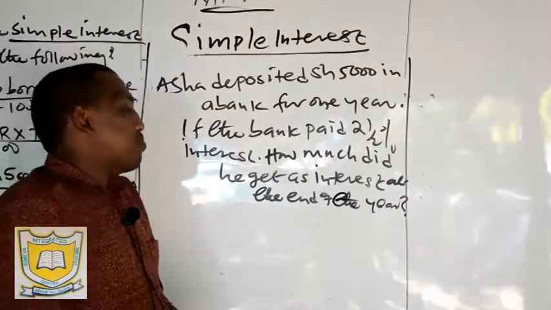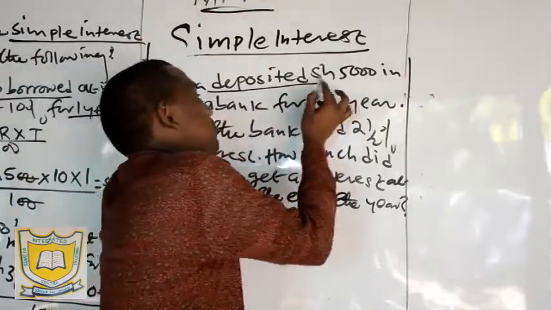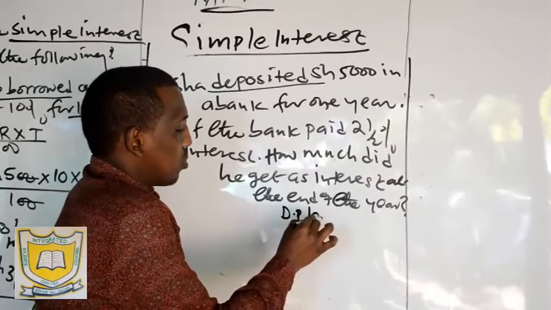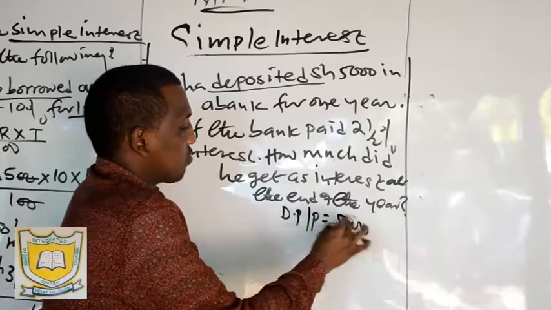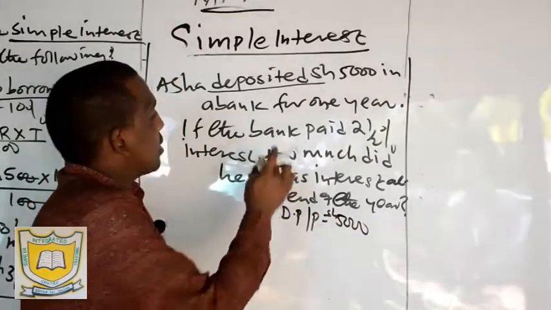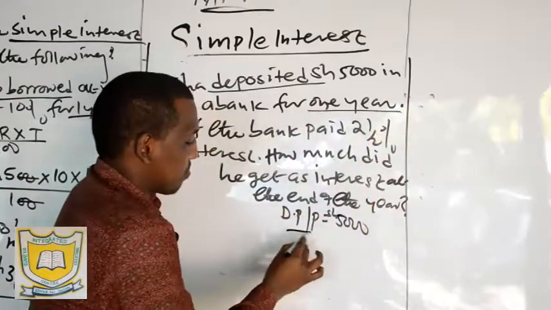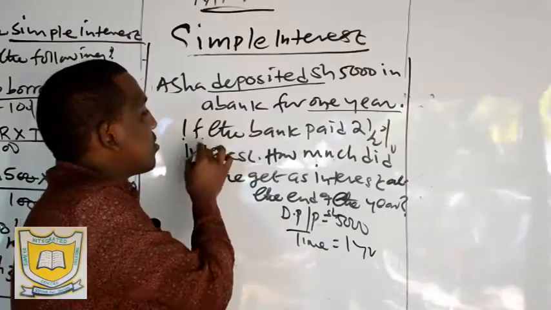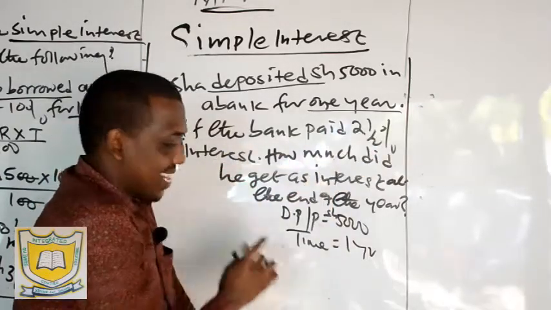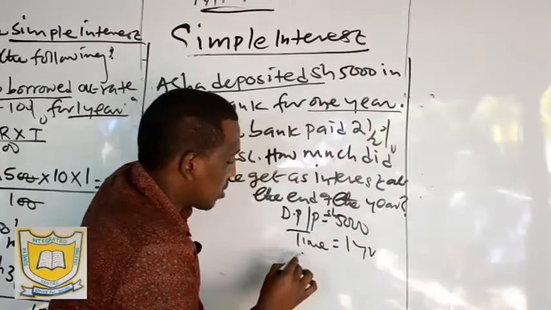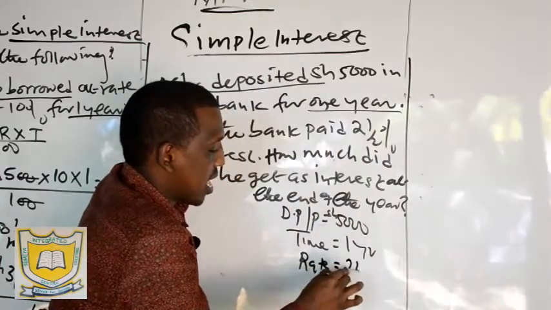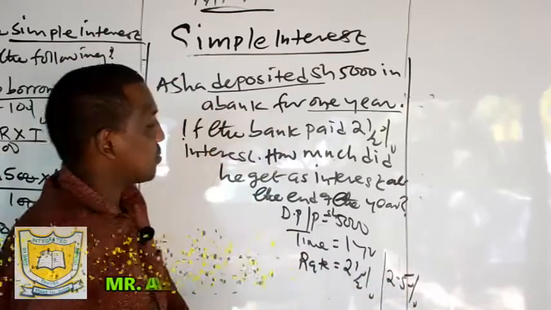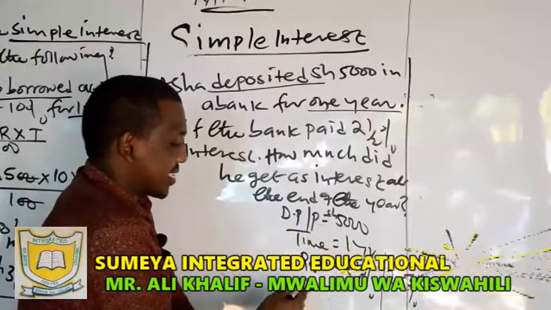Yes. Asha's deposit, that's the principal. So the deposit or the principal is shillings 5,000. We list what we have. In a bank for 1 year, time is 1 year. If the bank paid 2.5% interest, I said the percentage one is always the rate. You can say 2.5 percent, it is the same. How much interest did she get? They are asking interest now.